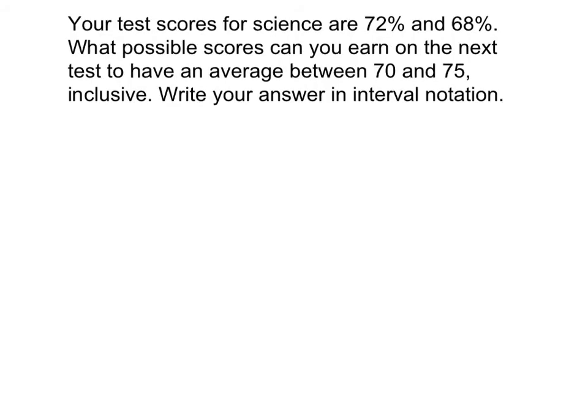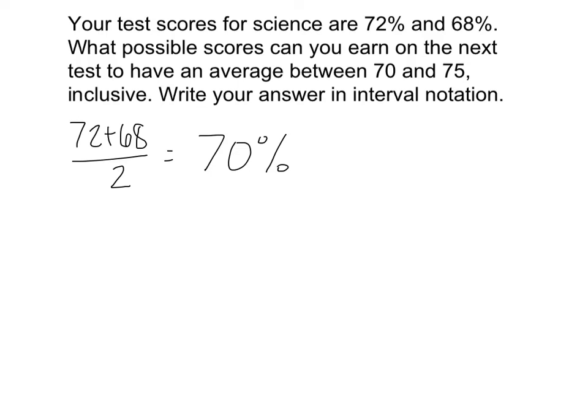Your test scores for science are 72% and 68%. What possible scores can you earn on the next test to have an average between 70 and 75 inclusive? Write your answer in interval notation. This one, they try to put some words in here that are just weird. So we need to make sure we're focused on what we're talking about. If our test scores are 72 and 68, our average would be right in the middle of that. So if you wanted to, you could add 72 plus 68 and divide by 2, and you'd get 70. So our average test score is a 70.